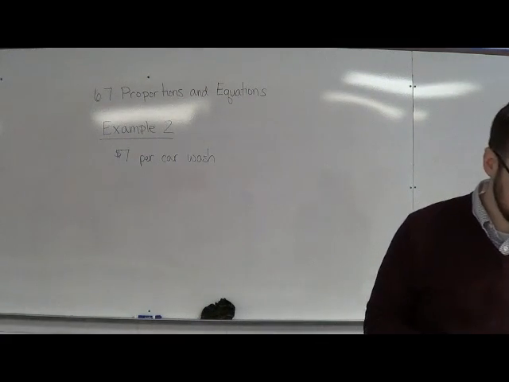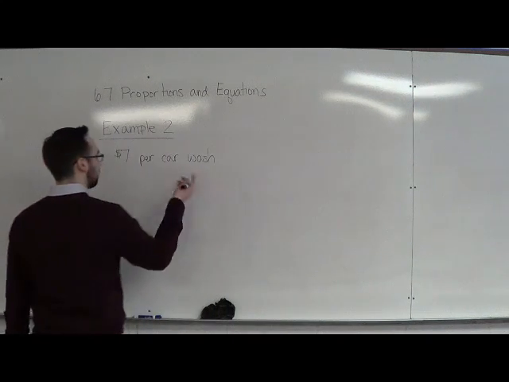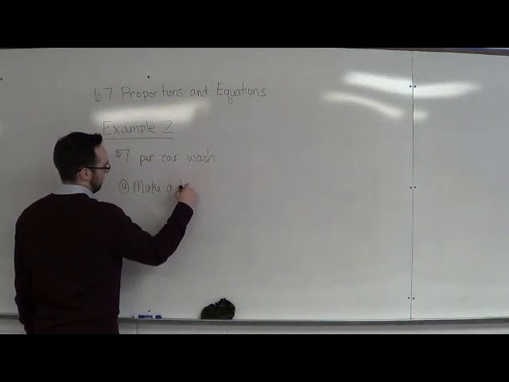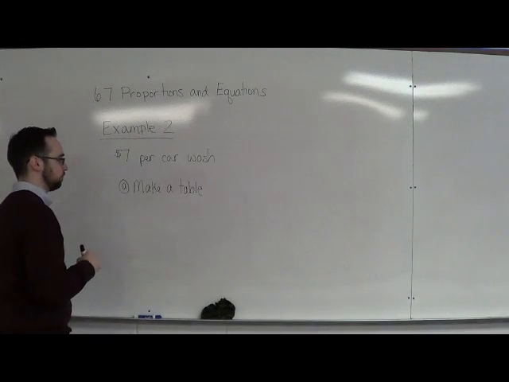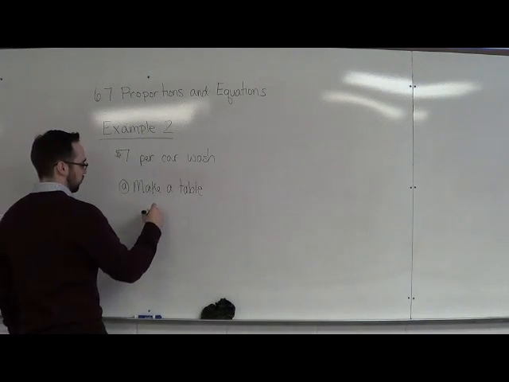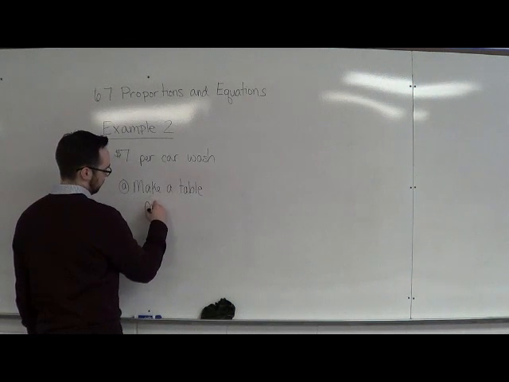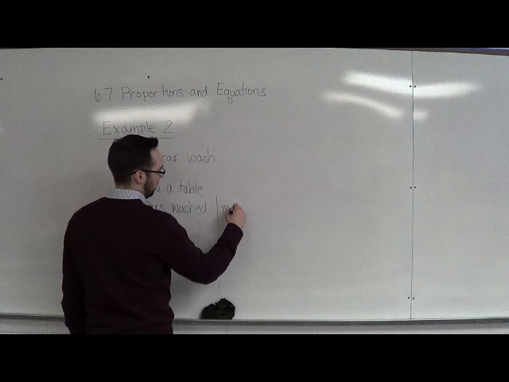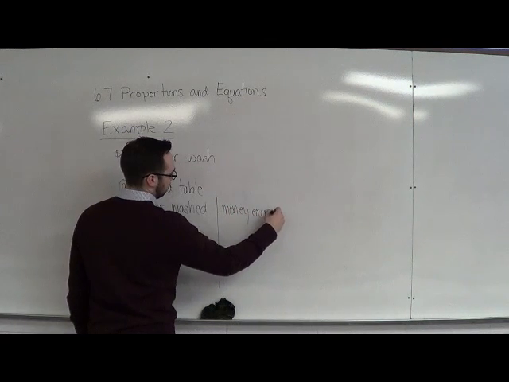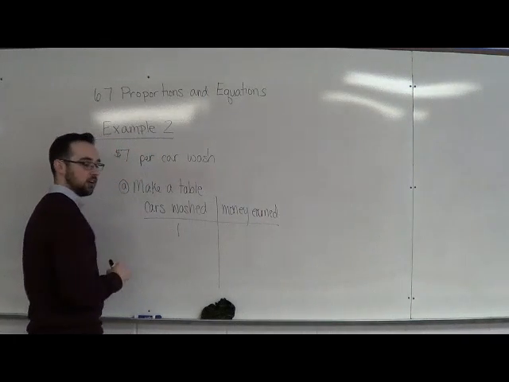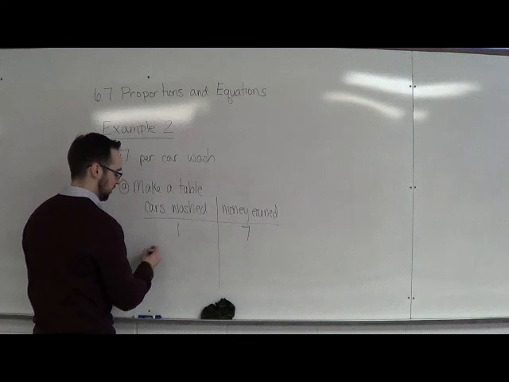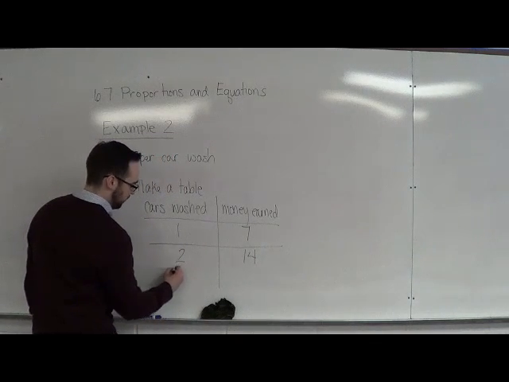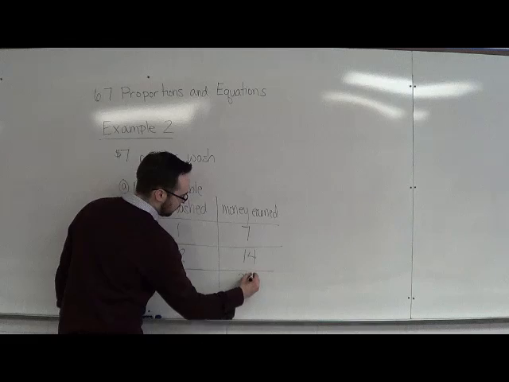So the first question asks to make a table to represent the number of car washes and the money they've made. So part A, we want to make a table. So we have the cars washed, and the money earned. So if we wash one car, we make $7. If we wash 2 cars, we make $14. If we wash 3 cars, we make $21.